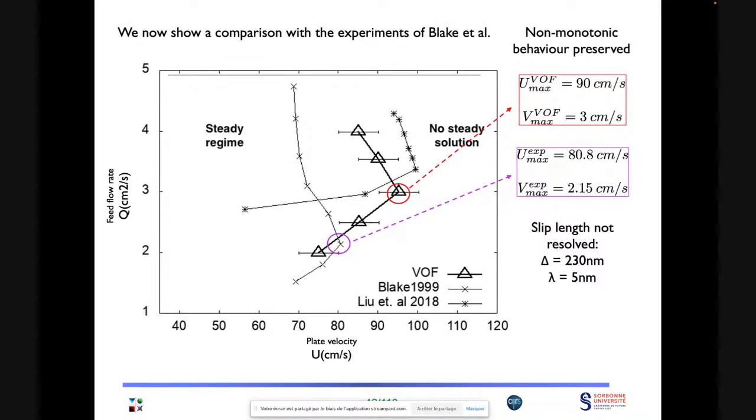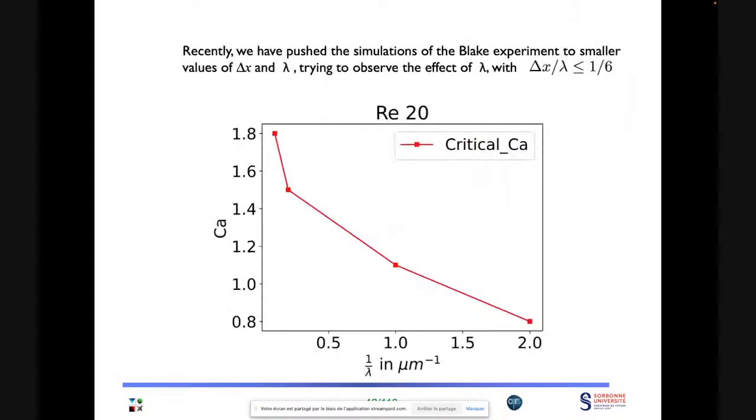And so we go back to this comparison with the Blake experiment, and with new efforts, we have reduced even the slip length while keeping the grid size much smaller than the slip length. So these are resolved simulations, and we see that the capillary number of the transition varies a lot with 1 over lambda. So we hope to find a trend. This is an unfinished work. This is a preliminary result. We hope to find a trend to extrapolate this to very small slip lengths to try to match the Blake experiment.